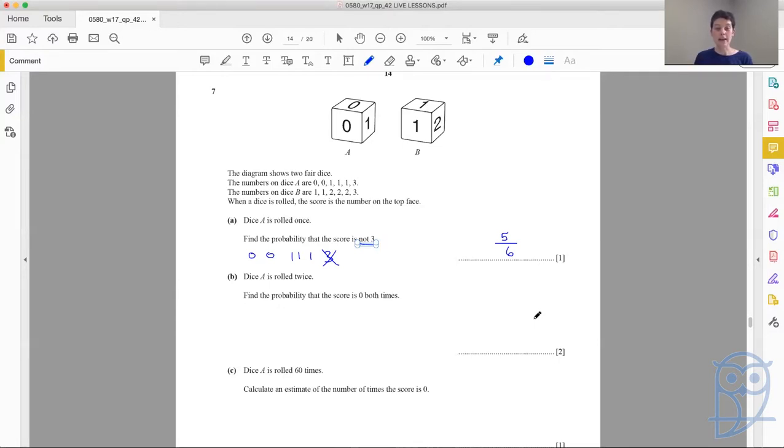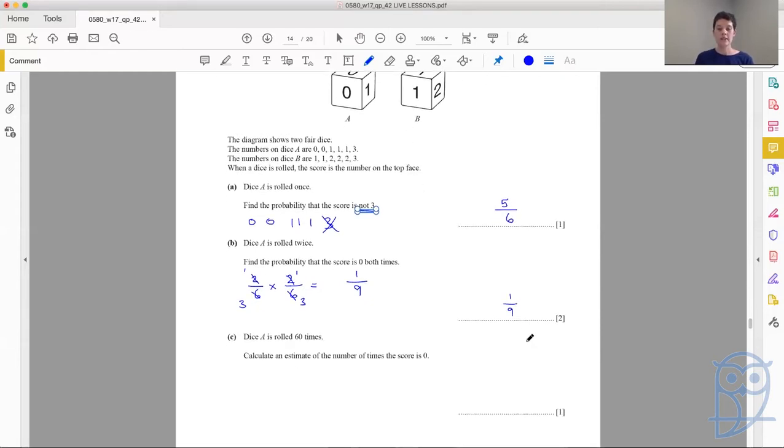Dice A is rolled twice. Find the probability that the score is 0 both times. So first off, what is the probability of a 0? Well, there are 2 zeros on dice A out of 6 possible options. If we're going to roll it twice, scoring 0 both times, it would have to be 0 and 0. When we say and in between, we're going to multiply. So 2 out of 6 times 2 out of 6. And then we can do some beautiful cross cancelling here. That is a 1, that is a 3, that is a 1, that is a 3. That gives us 1 out of 3 times 3 is 9. So our final answer is 1 out of 9.